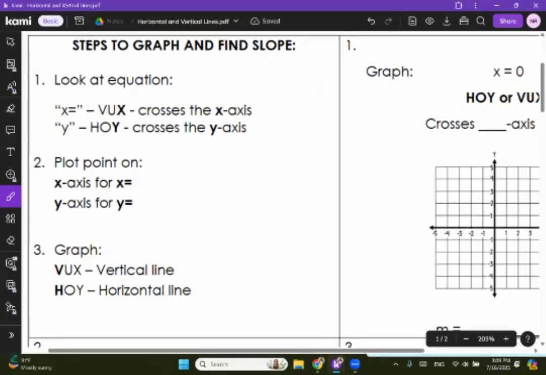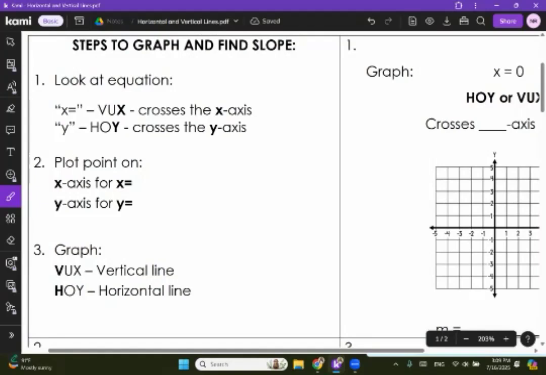First thing you want to do is look at that equation. X equals, remember, you're going to associate that with VUX. Y equals, you're going to associate with HOY. You want to plot the point on the x-axis for x equals, y-axis for y equals, and then you want to graph. If you have x equals, you're going to graph a vertical line. If you have y equals, you're going to graph a horizontal line.